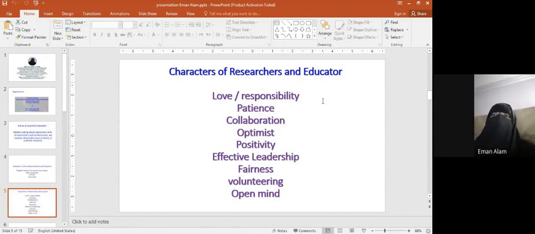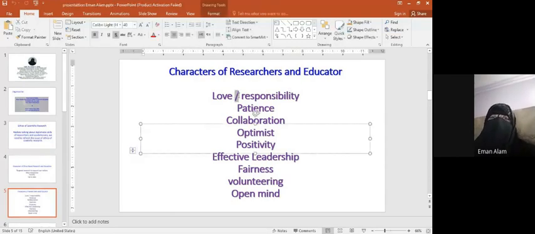Let's talk about characteristics or characters of researchers and educators. Based on love and responsibility, all things can be done. We need to love our work, we need to love our message, and also we need to be responsible people in doing our work. Also, we need to have calm and patience in performing our work, and collaboration is highly required.